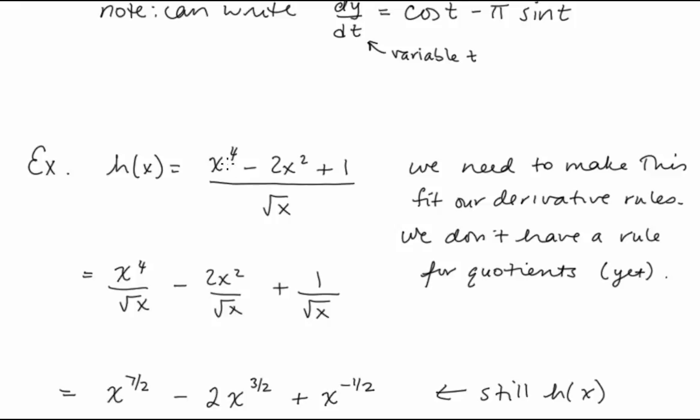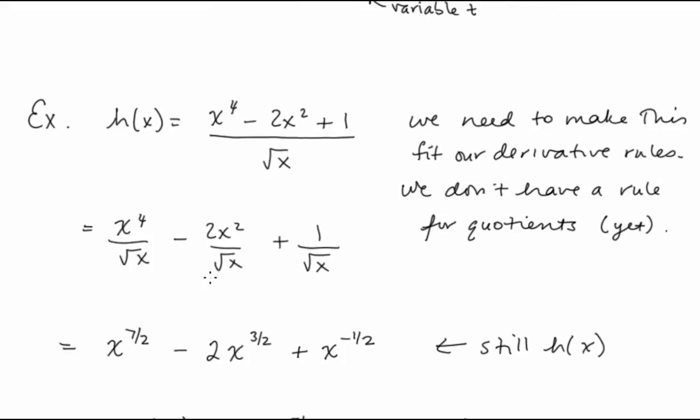So we're going to put each of these terms in the numerator over its own copy of radical x, and then simplify. x to the 4th over x to the 1/2 is x to the 7/2. Remember, we're subtracting 4 minus 1/2 here. And this becomes minus 2 times x to the 3/2 plus x to the negative 1/2.